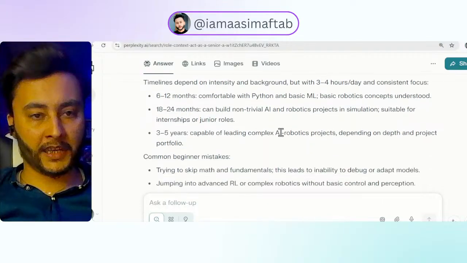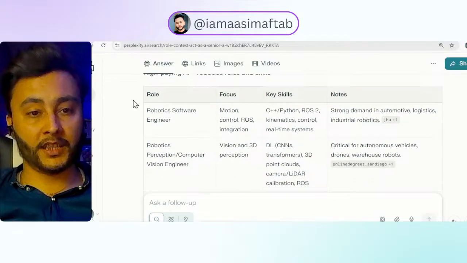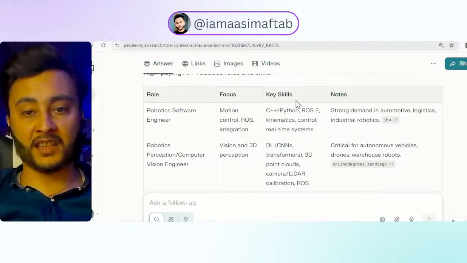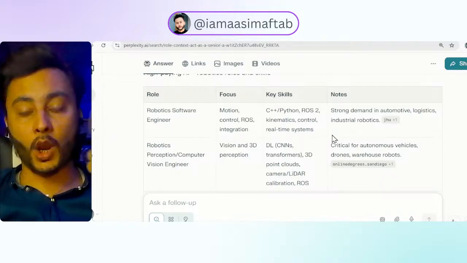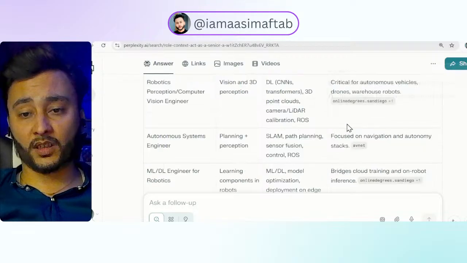Time to mastery, it gave you. Common beginner's mistakes, it gave you. Job and career strategies: these are the roles, these are the focus areas, these are the key skills. These are C++, Python, ROS2, kinematics, control, real-time systems. How beautiful is this? These are the notes with the resources, guys.